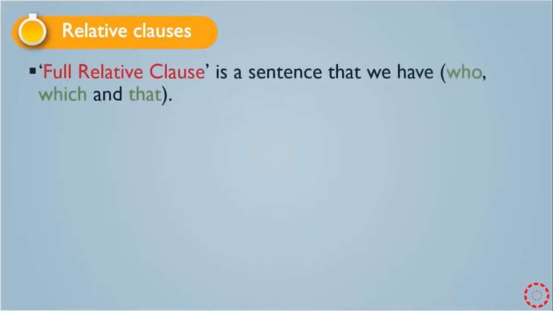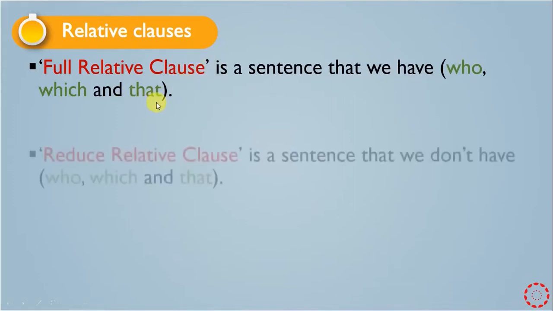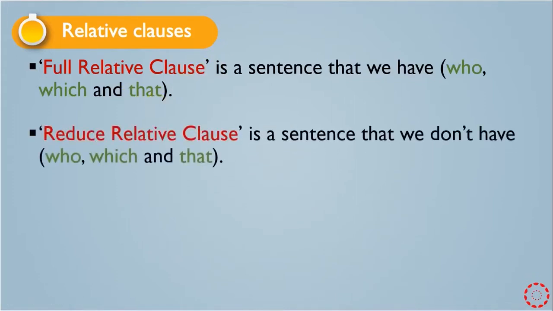Let's get started. We have two kinds of relative clauses. The first one is full relative clauses. A full relative clause is a sentence that has these relative pronouns: who, which, and that. The second one is reduced relative clauses, which is a sentence that doesn't have these relative pronouns. We don't have who, which, and that.